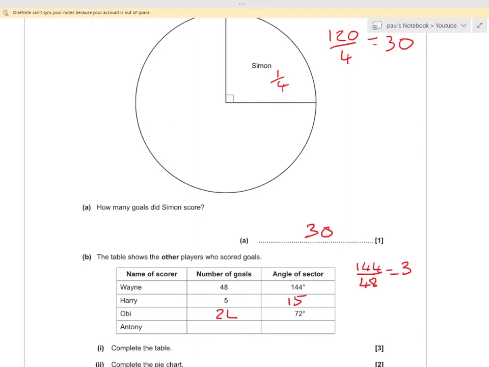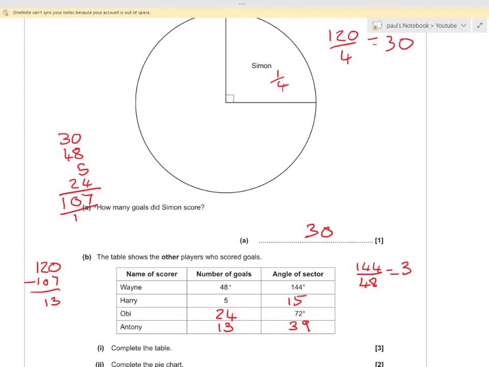Now we haven't got anything for Anthony, so what we're going to do. Remember that Simon scored 30, yeah? Wayne has scored 48, Harry scored 5, and Obi's got 24. So how many goals is that altogether? 8, 13, 17, and 7, 8, 9, 10. So the 107 goals all these people scored together. So if we do 120, take away 107, it equals 13. So Anthony scored 13 goals, which is 39 degrees.